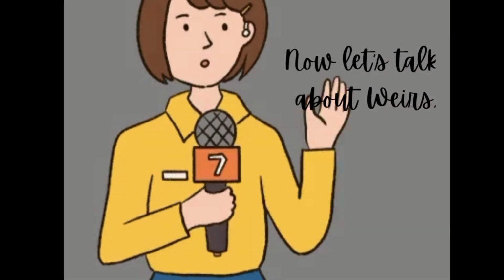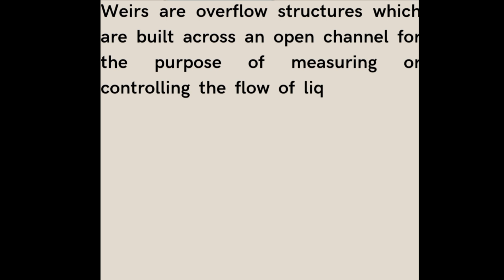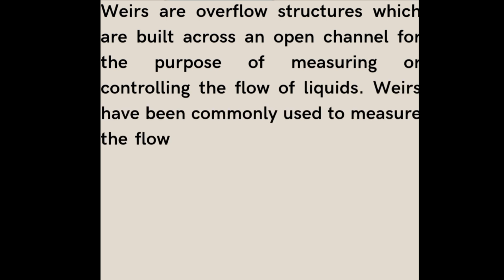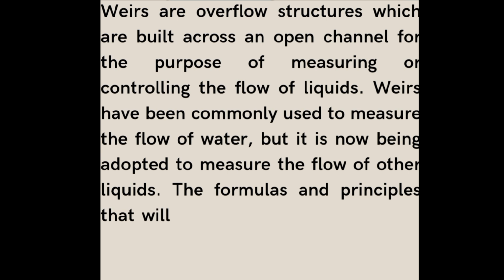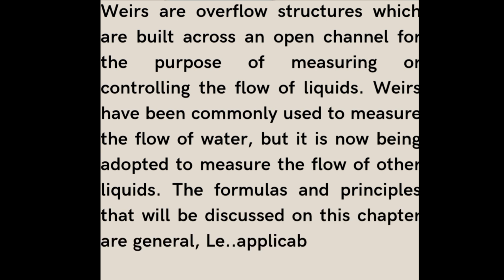Now let's talk about weirs. Weirs are overflow structures which are built across an open channel for the purpose of measuring or controlling the flow of liquid. Weirs have been commonly used to measure the flow of water, but they're now being adopted to measure the flow of other liquids. The formulas and principles that will be discussed in this chapter are general, applicable to any type of liquid.